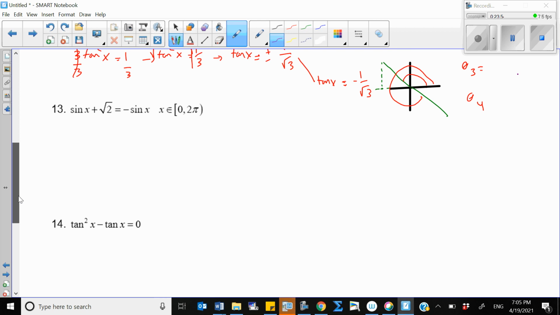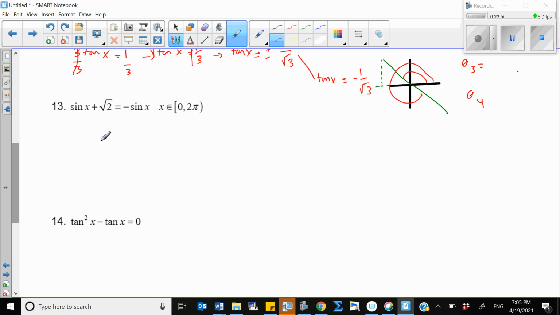For the next question, again, our goal is to have the trig function by itself on one side. So we have one sine here, another sine here. I'm going to add the sine to both sides.